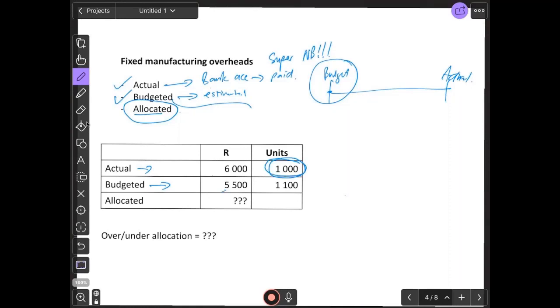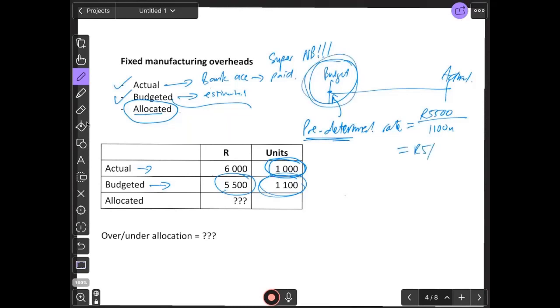But remember, we use a predetermined rate. I'm not going to write out the whole word again, don't worry. Predetermined means before anything happened, so it's a budgeted rate. And that is our budgeted 5,500 Rand of costs divided by our budgeted units. Remember, this is predetermined. We calculate this rate right at the start of the period. And that will give us 5 Rand per unit that we allocate to every product we make.